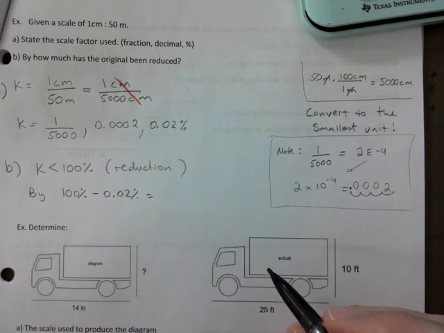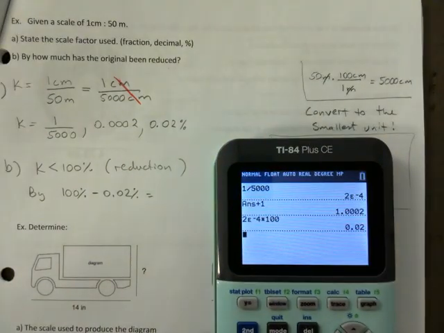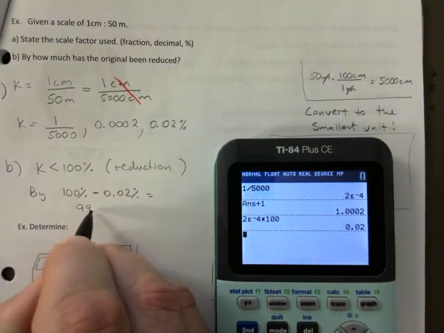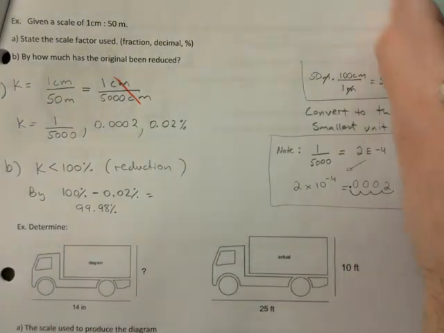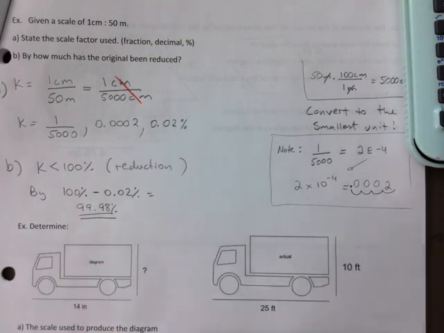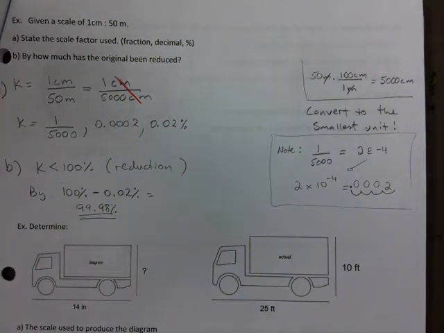So you should know this one, right? It's 99.98%. That's how much of a reduction occurred here. And this is very common with very large things, like a map. When you look at it on your phone, it's a huge reduction from the actual area, the actual dimensions. So it's to be expected.